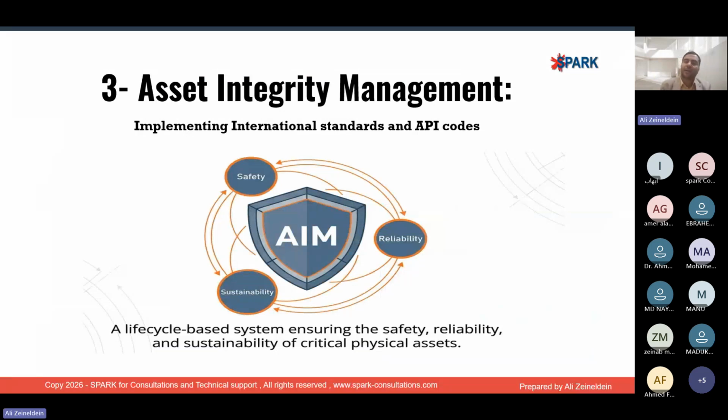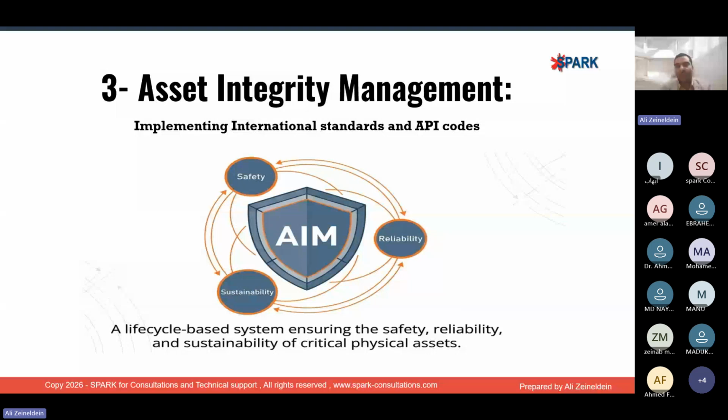Implementation of international standards and API codes, for example. Why asset integrity management? It is to be in place, and reliability, finally achieving a life cycle based system ensuring safety, reliability, and sustainability of critical and physical assets.